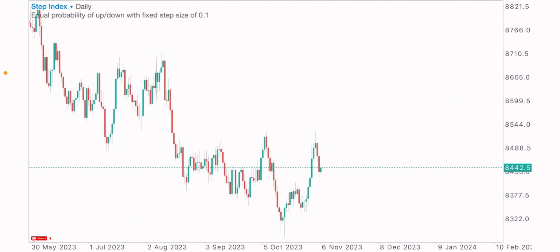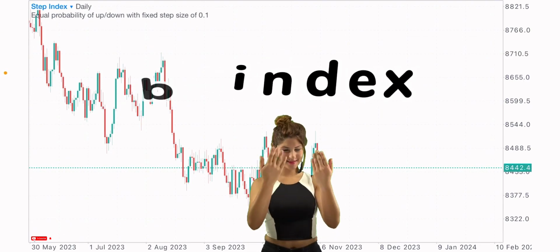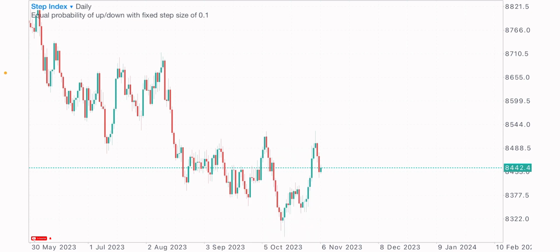In today's video, we'll be analyzing step index. We'll be analyzing from a higher time frame down to a lower time frame, price action analysis basically. And I'll be showing you guys how to identify your levels and zones properly on the chart and look out for trade opportunities on those levels and zones.